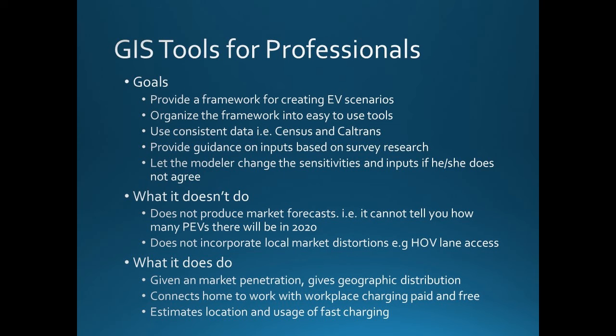But what it does do, given a market penetration, is give the geographic distribution, with workplace, connecting home and work, so distance, and then the ability to look at the price sensitivity to come up with the number of chargers needed. And then for fast charging, the location and usage of corridor fast charging. So I'll let Gil take it away for the market.